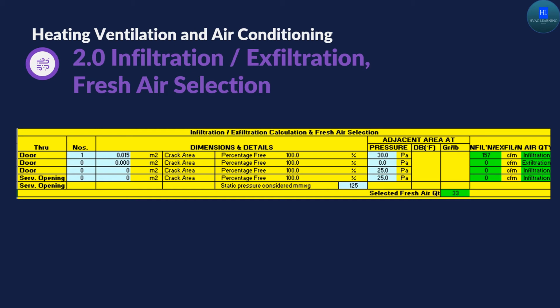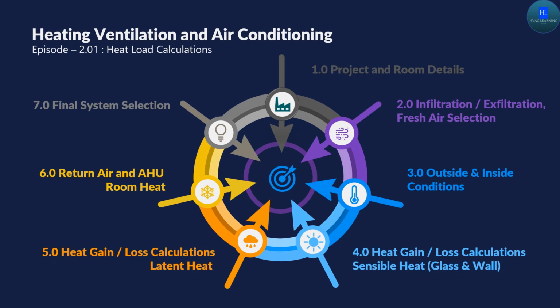Once we come to know the infiltration, exfiltration, pressure and the first step, we can know what is the quantum of fresh air needed for the air handling unit. With this CFM we can design the fresh air cutout size on the air handling unit. Once we are done with the second step, we can move ahead to the third step. Now let's move ahead.